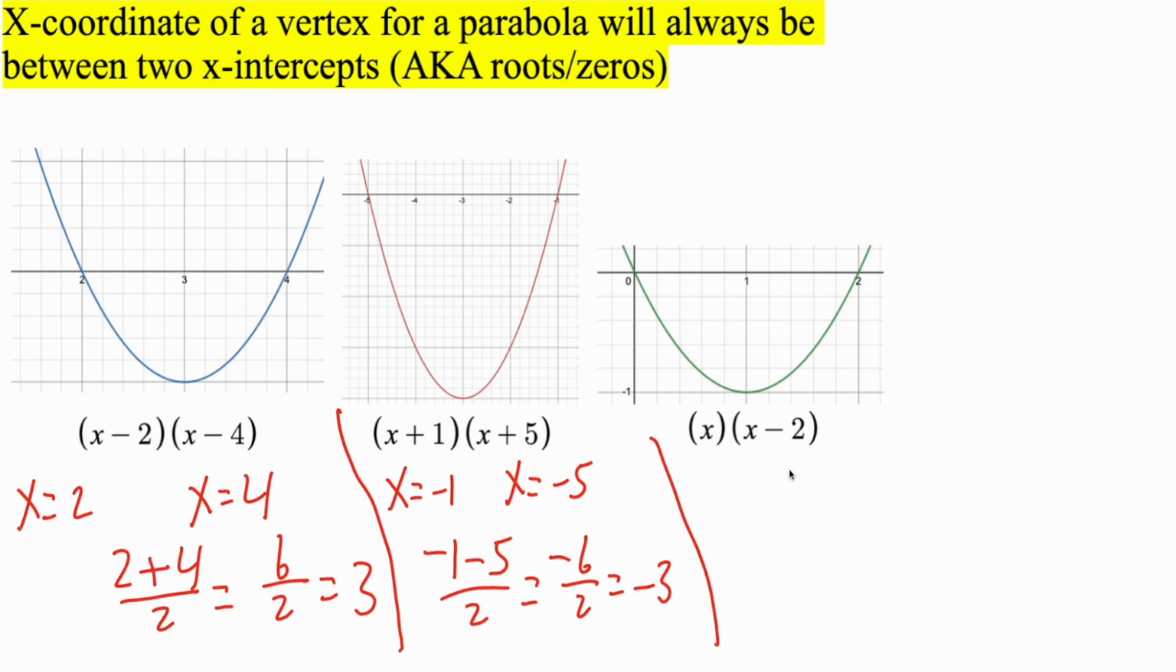And now for the last one before we do an actual problem. Here we have a 0, here we have a 2. We know the average is 1. But again, let's use this little formula. So x is equal to 0, x is equal to 2. We do 0 plus 2 divided by 2, we get 1. Again, this is just the x-coordinate.